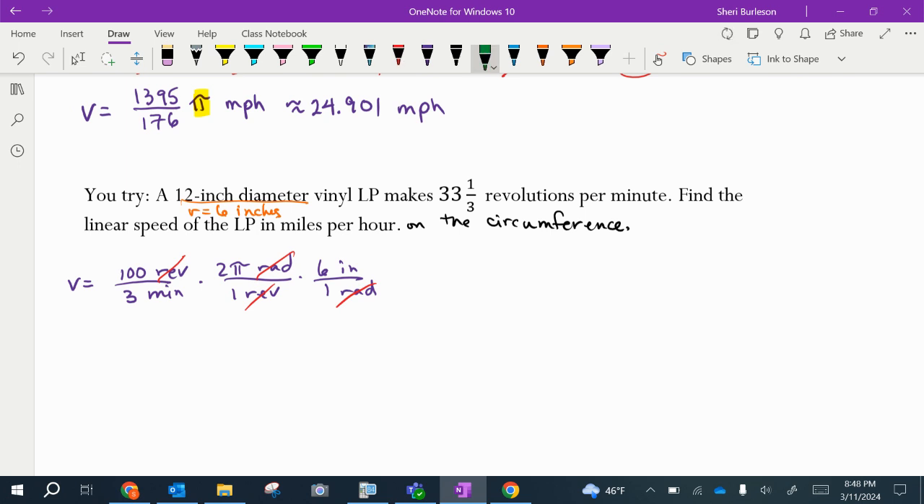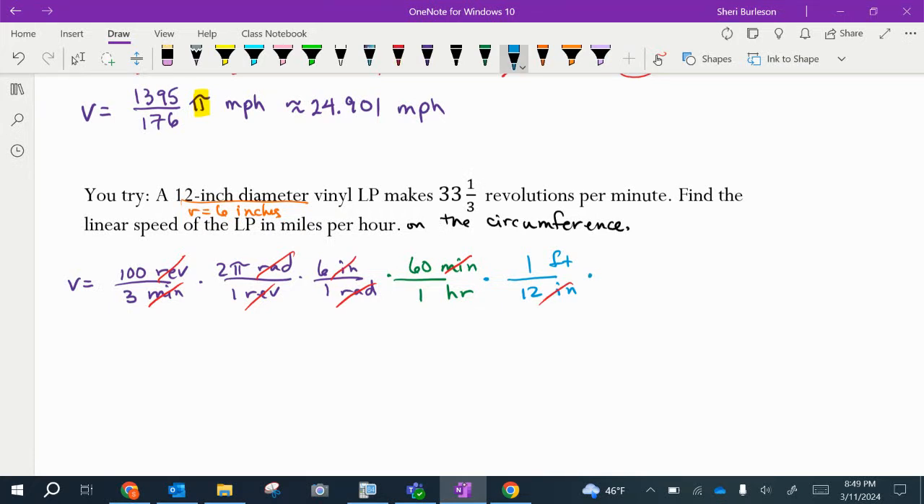I'm going to do the same conversion in the same order as I did last time. So converting minutes to hours, I have minutes in the denominator. So I need minutes in the numerator and hours in the denominator. I have 60 minutes per 1 hour. So I am now in inches per hour. So now let's convert inches. So inches is in the numerator. So I need to divide out inches per foot. So I have 12 inches per 1 foot. I am now in feet per hour.